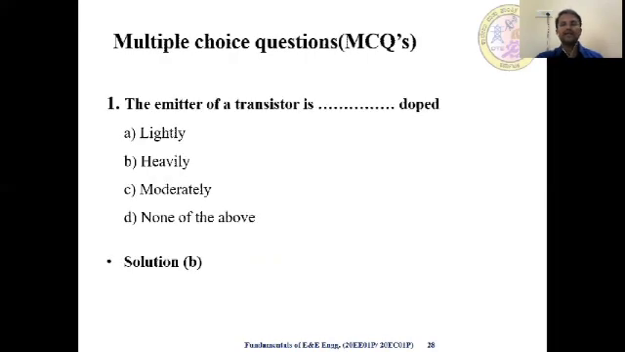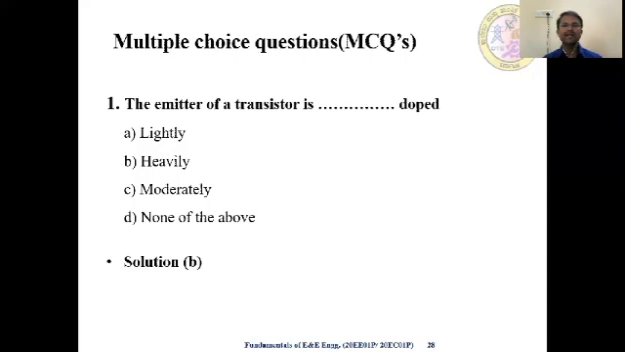The emitter of a transistor is dash doped. The options given are lightly, heavily, moderately, none of the above. And the correct option is B, heavily. The emitter of the transistor is heavily doped.